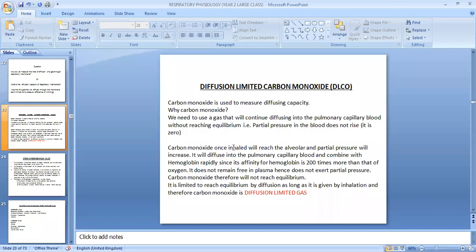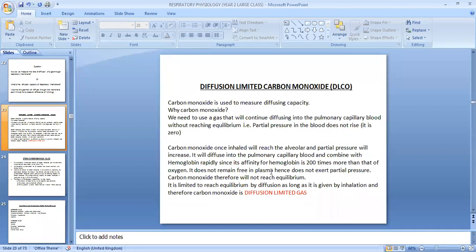Carbon monoxide, once inhaled, will reach the alveoli, of course, and the partial pressure will increase in the alveoli. It will then diffuse into the pulmonary capillary blood and combine with the hemoglobin rapidly. That's the key word. Since its affinity for hemoglobin is 200 times more than that of oxygen, it does not remain free in plasma. Another important thing, it does not remain free in plasma. Hence, it does not exert partial pressure. You know, gases will exert partial pressure when they are free in plasma, when they are not bound.